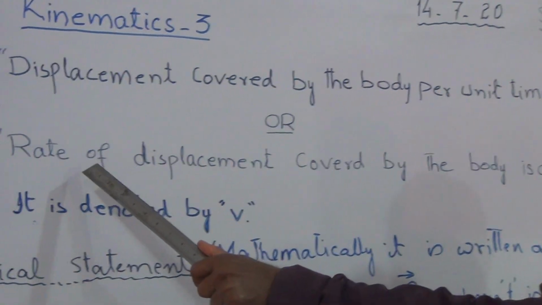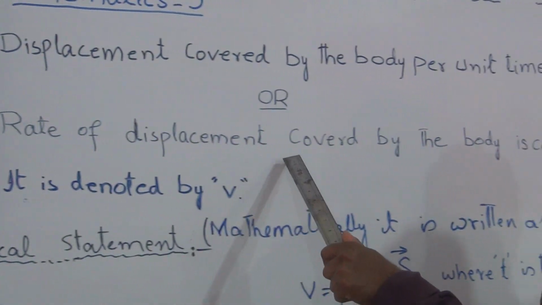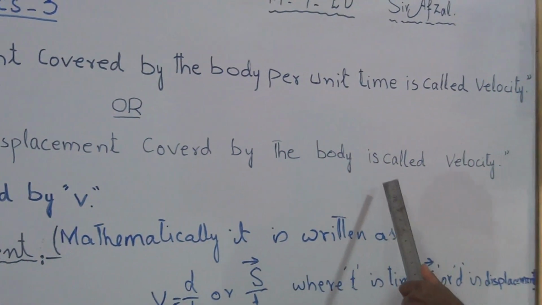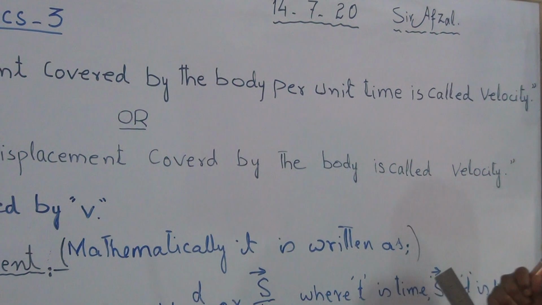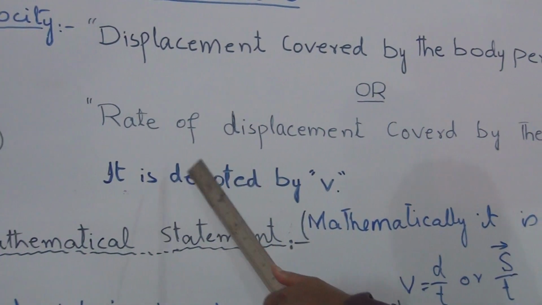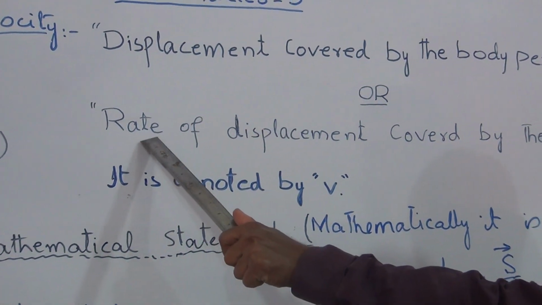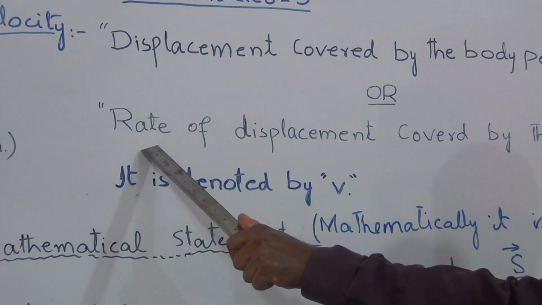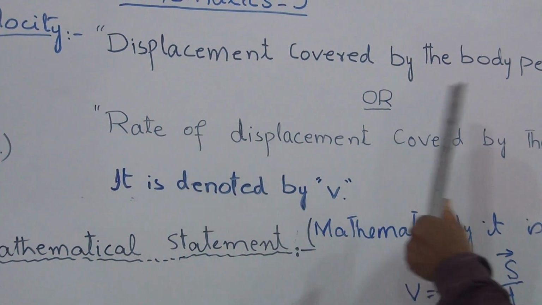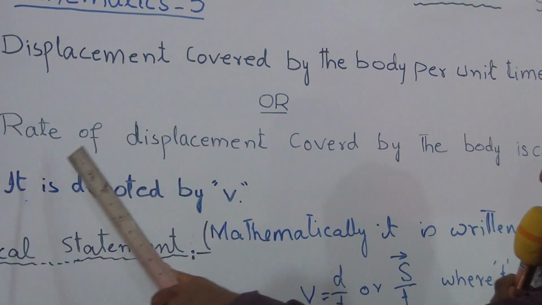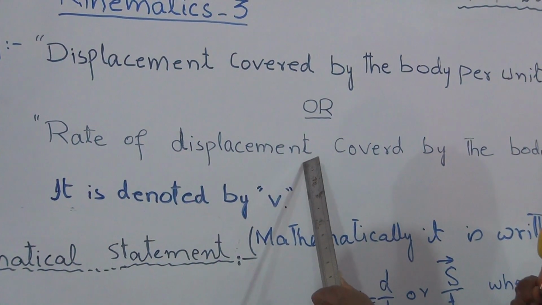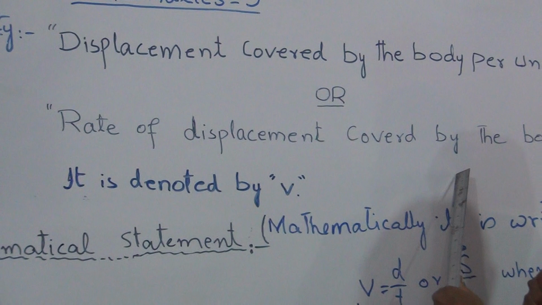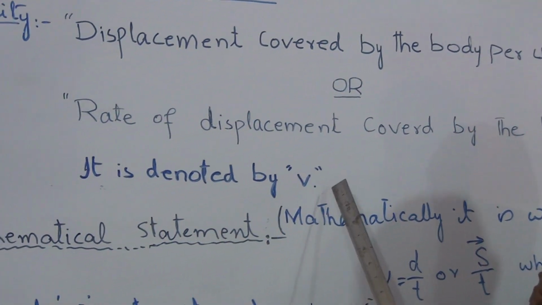Or the simple definition: rate of displacement covered by the body is called velocity. Rate, as I have told you before, means divided by time. Per unit time, you can write rate of displacement. So, it is called velocity. It is denoted by V.